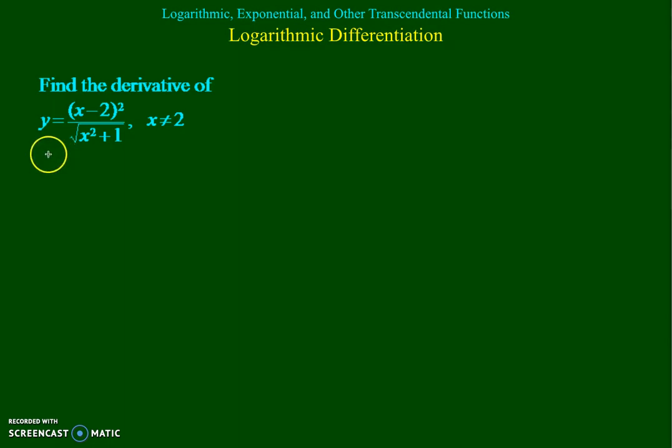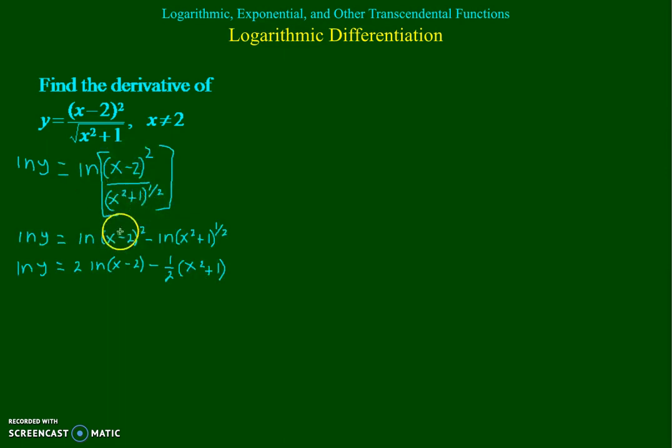Now the first thing we're going to do, since we don't have a natural log in here, I could just go ahead and differentiate this as normal, but I could improve the process by taking the natural log of both sides. So that's what I'm going to do first. So that's all I did, was take the natural log of both sides. Now the next step is I'm going to expand this right side. So now I expanded this right side in 2 steps.